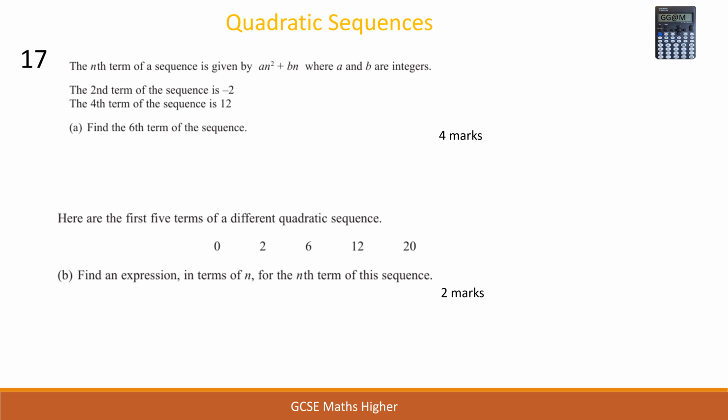Look at the question on quadratic sequences. So you need to find the nth term or in the form an squared plus bn, where b and a are integers. You're told the second term, the 4th term, and you've got to work out the 6th term. Then you've got 5 terms of a different quadratic sequence, and you've got to work out the nth term. This is worth 6 marks in total.